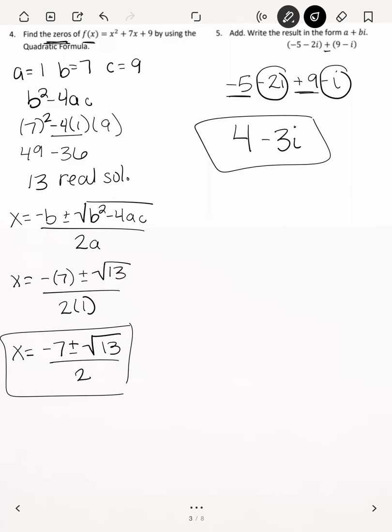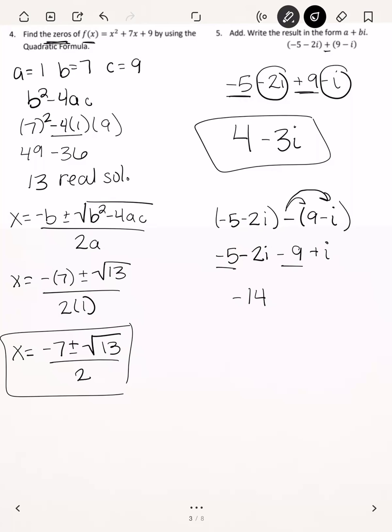Now, if it were a negative, so if I were to change it to (-5 minus 2i) minus (9 minus i), I'd have to make sure I distribute this negative sign to everything after it. The first parenthesis stays the same, and then I get a negative 9 plus i, because I distributed that negative, and I still combine like terms like I did, but now I have negative 5 minus 9, which gives me a negative 14, and then I have a negative 2i plus i, which gives me a negative i, or a negative 1i. So that's just a little extra if you watch this video.